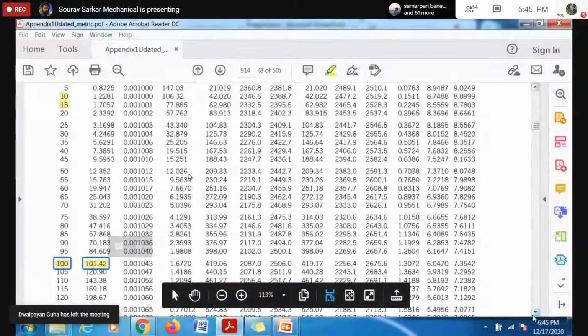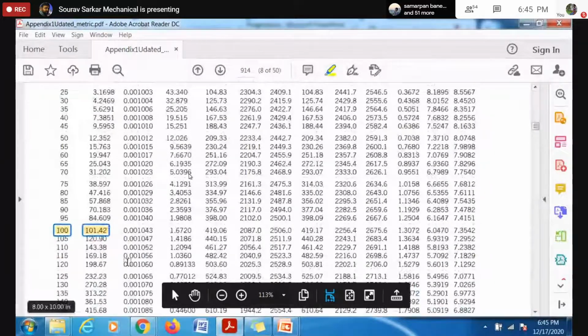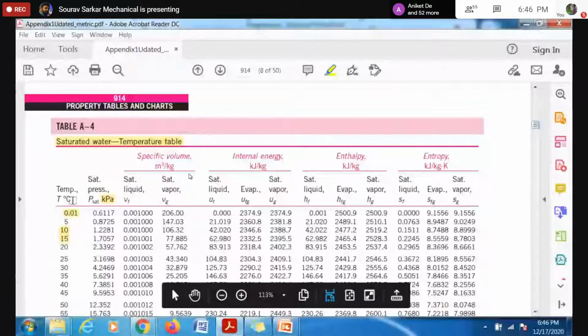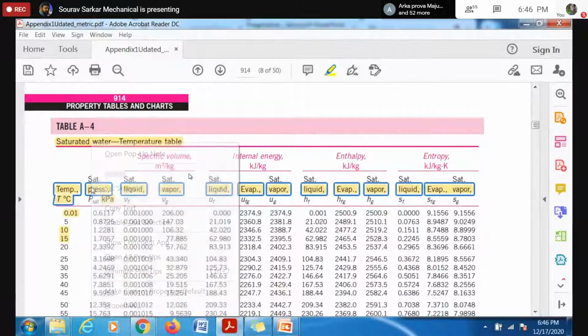Whenever you switch on your pressure cooker, what is going to happen? Your saturation temperature is going to increase. Why? Because you are increasing the pressure. Maybe at 2 bar pressure, your boiling temperature is 125 degrees Celsius. That's why you get early cooking, because this elevated temperature makes it easier to boil something. So from the first 2 columns, I can easily determine my saturation temperature, and at that saturation temperature, my corresponding saturation pressure.